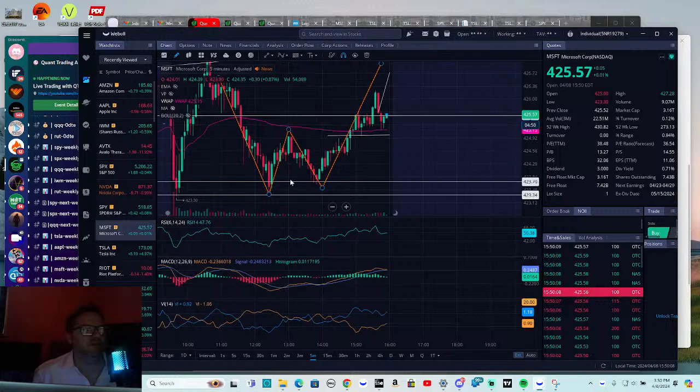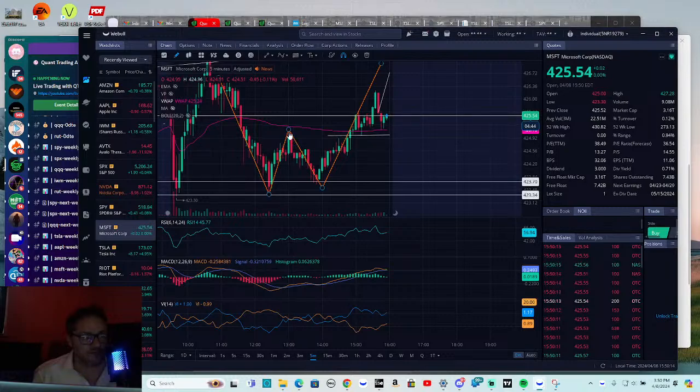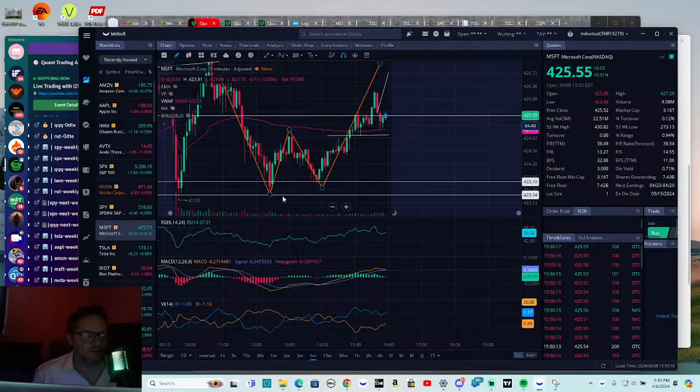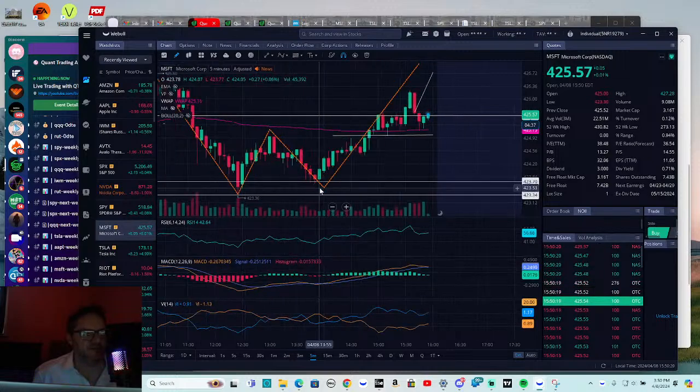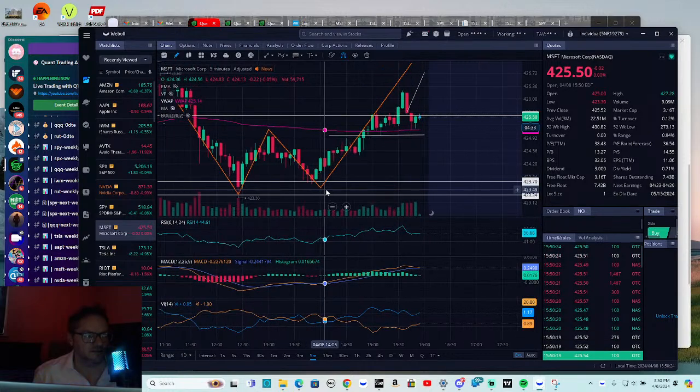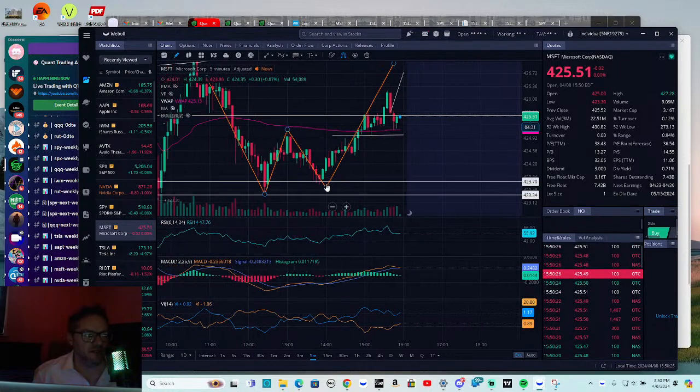This was the play here on Microsoft. Came down, we made a bottom, came up, not yet reached the VWAP, came down again, it made a new higher low, which is a bullish double bottom. The entry was here. I think I had a position from last week. Regardless, this is the new play right here.